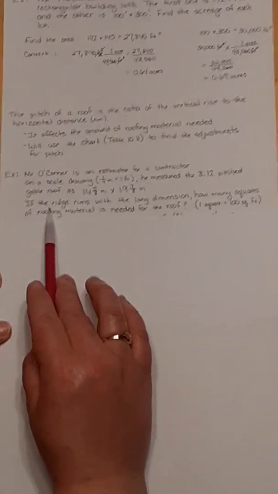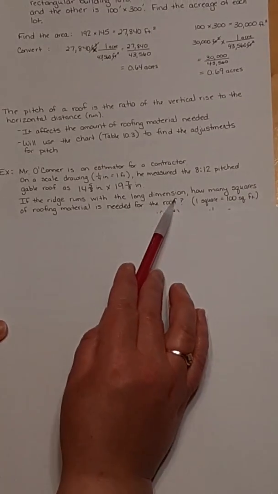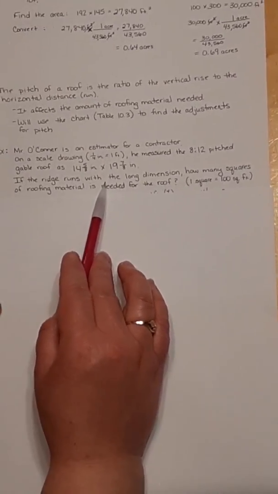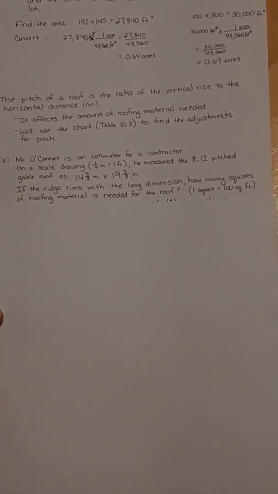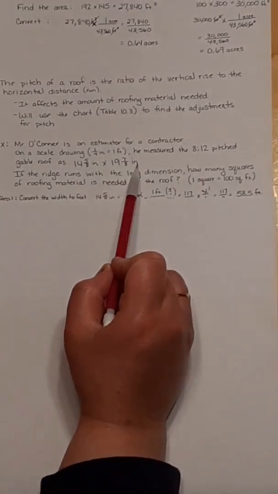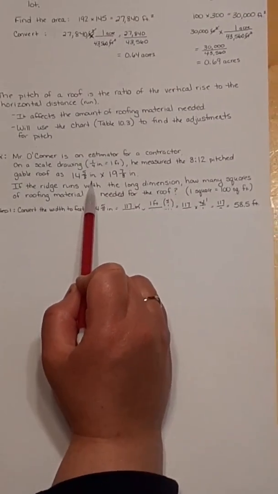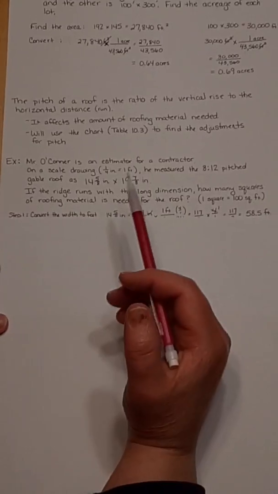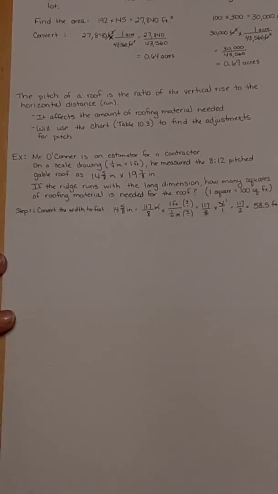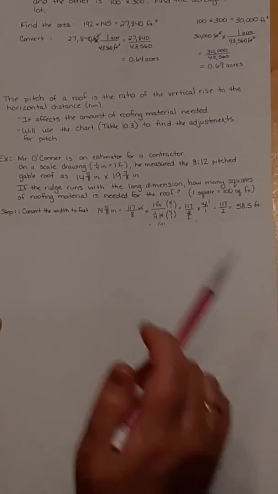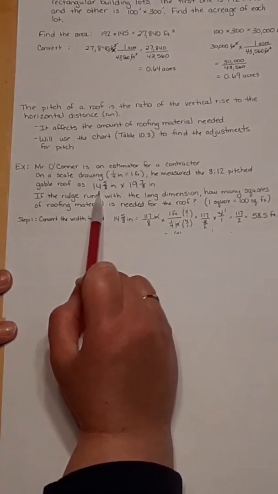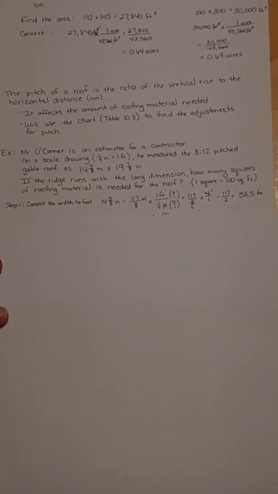Now this ridge running with the long dimension is what we're going to pay attention to when I need to multiply by the factor. So let's go ahead and get into this problem. The very first thing I need to do is, this is my scale. I need to figure out how much in real life material I need. So I need to convert my scale to the real measurement, which is feet. So once again, like we did before, I need to take this measurement and convert it to feet, and then take this measurement and convert it to feet.